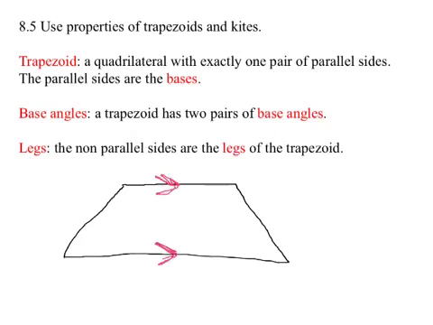Base angles. A trapezoid is a quadrilateral with exactly one pair of parallel sides. The other two sides cannot be parallel for it to be a trapezoid. Only one pair. The parallel sides are the bases. So I have a base, even though it's the top, and a base. The base angles, a trapezoid has two pairs of base angles.